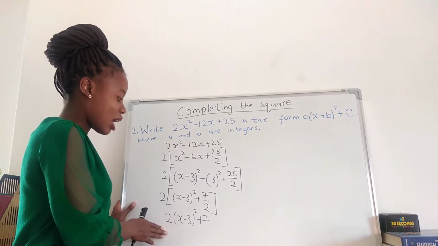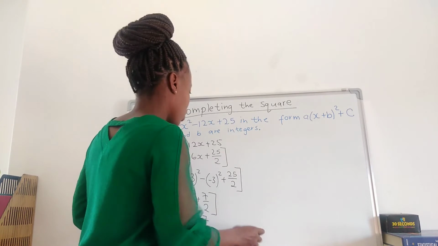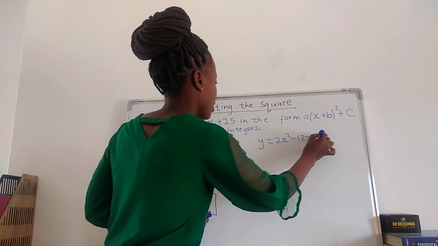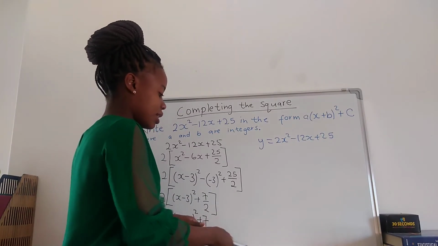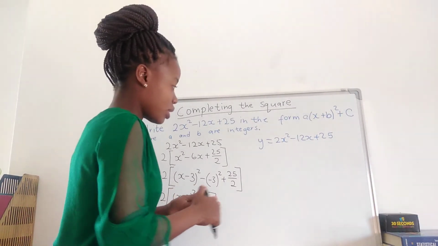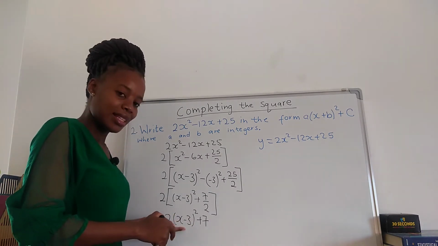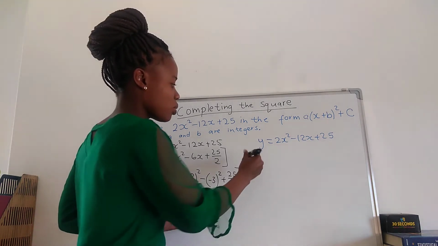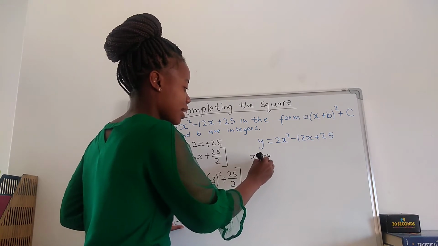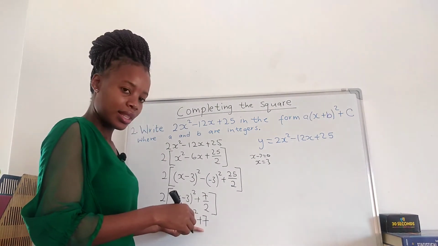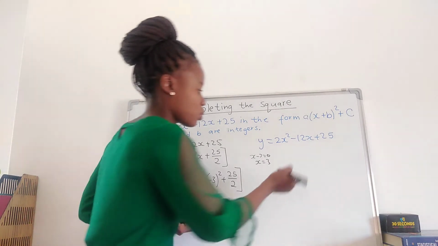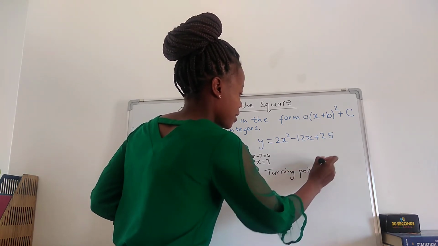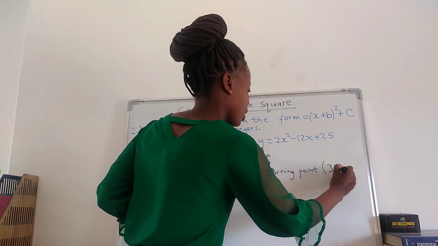Okay, now let's find the turning point of this graph. Let's say we have y equals 2x squared minus 12x plus 25. We're supposed to find the turning point of this graph. Okay, we equate the term in the bracket to 0. So we're going to say x minus 3 equals 0. So our x is 3, and our y, we just take this. So our y is positive 7. So the turning point of this graph is just (3, 7).